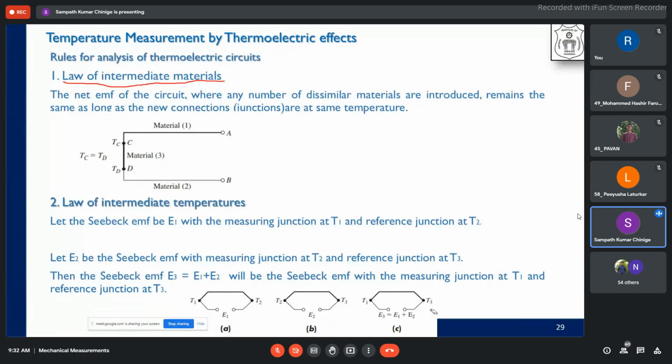So these are the basic rules that we follow in thermoelectric circuits. These are very important for the exam.